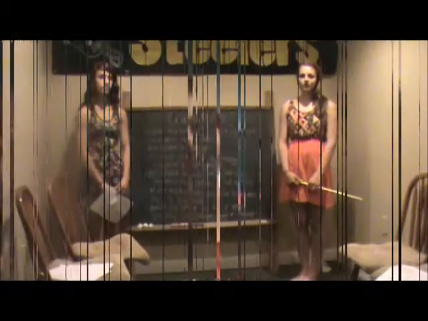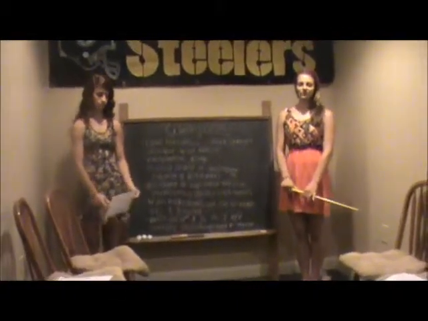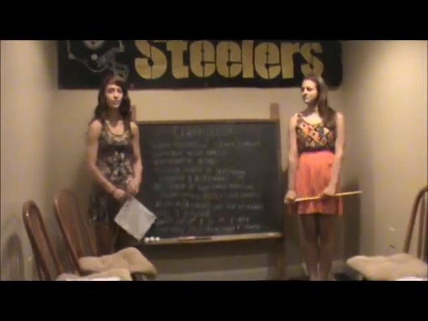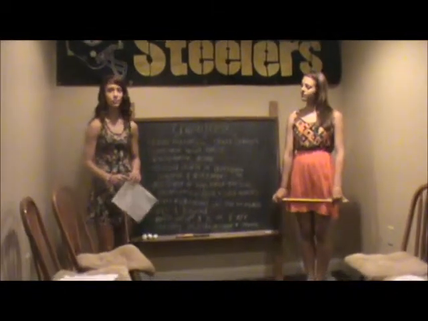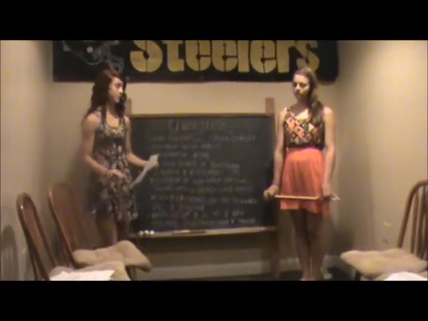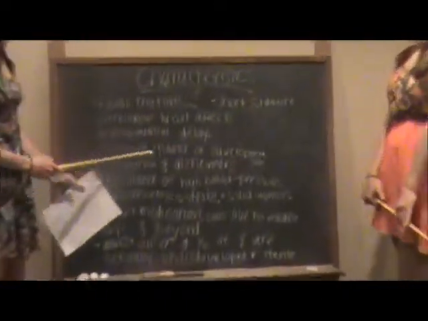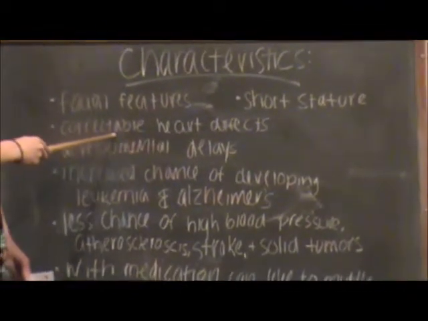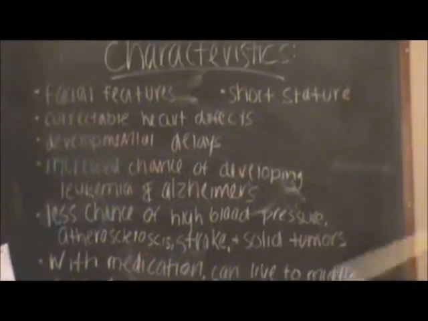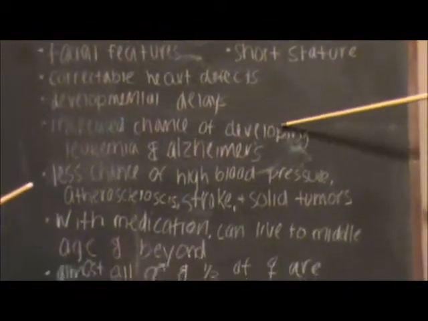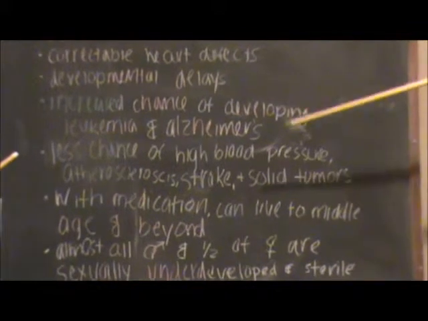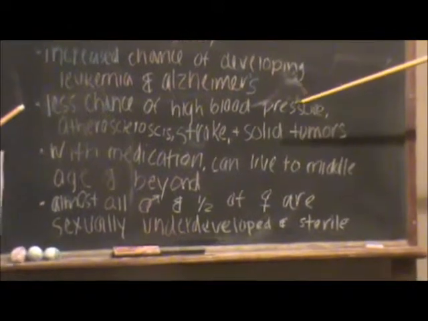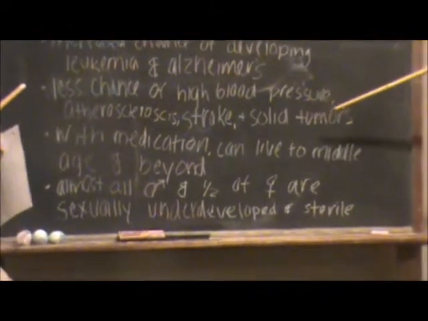One of the most well-known non-disjunction disorders is trisomy 21, also known as Down syndrome. This results in an extra chromosome 21, and 1 out of 700 children are born with this in the United States. Some of the characteristics include facial features, short stature, and correctable heart defects. Also, there are developmental delays, increased chance of developing leukemia and Alzheimer's, and less chance of high blood pressure, atherosclerosis, which is a hardening of the arteries, stroke, and solid tumors.